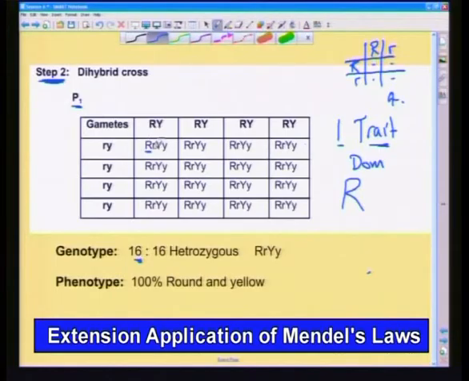So capital R, capital Y, small y. I've taken a homozygous and I've crossed them. You will always end up with heterozygous. So 16 out of 16 offspring in the genotype are going to be heterozygous, capital R, small r, capital Y, small y. In your phenotype, 100% of these babies, remember round was dominant and yellow is dominant. So they all contain the dominant gene. All the offspring are going to be round and yellow.